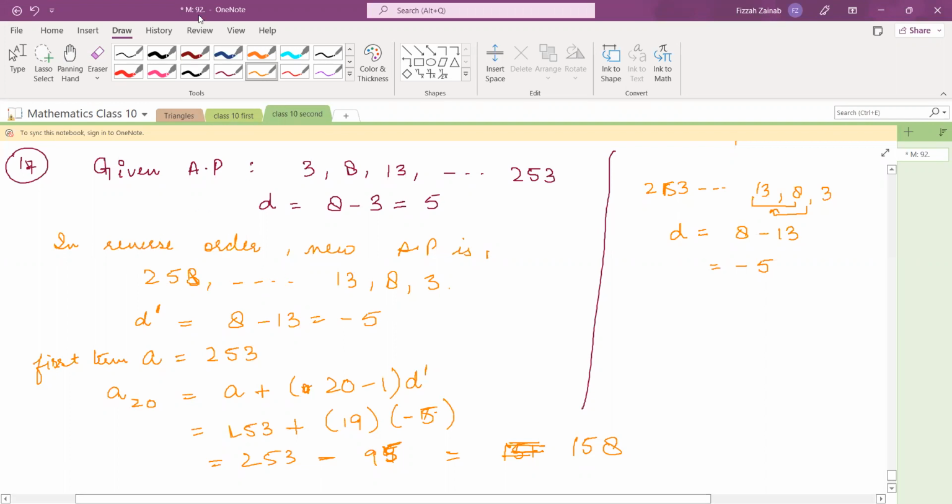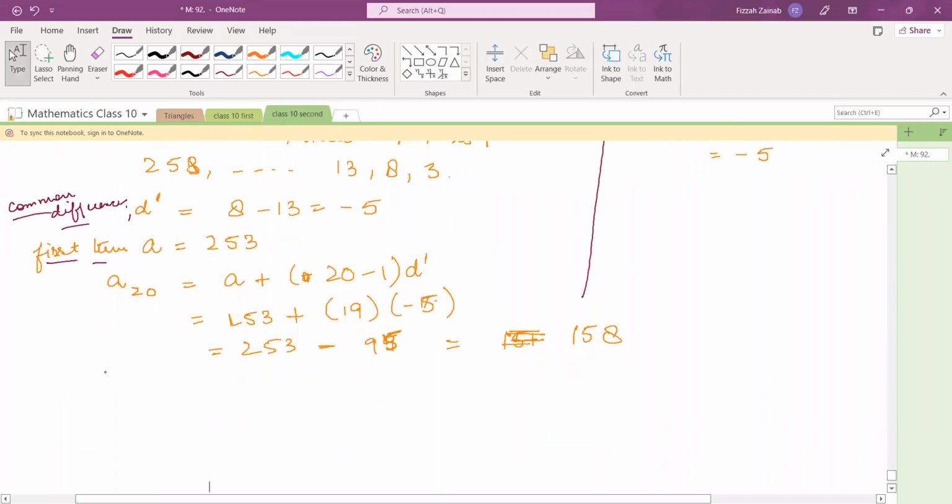Done, ma'am. It's always better if you also write in words what D dash is, because somebody may not understand what D dash is. So write in words that this is the common difference. Fine. It's the common difference. A is actually your first term.